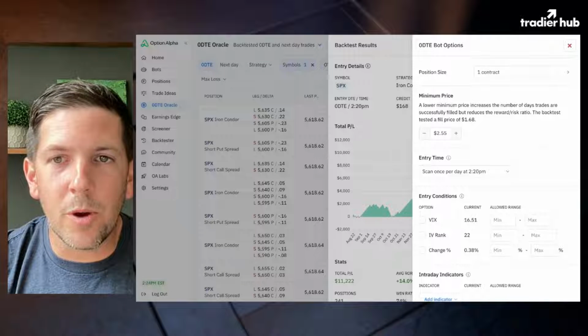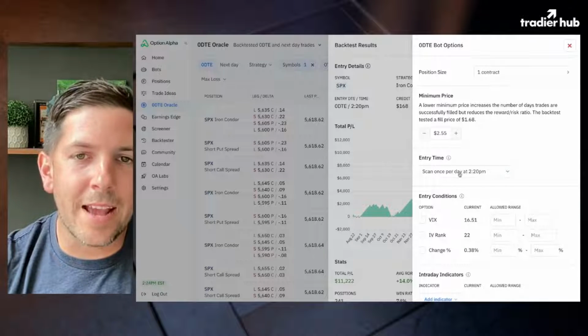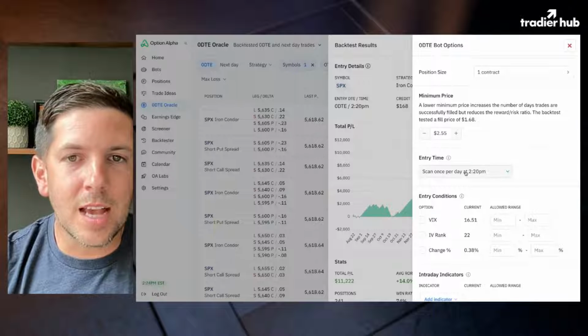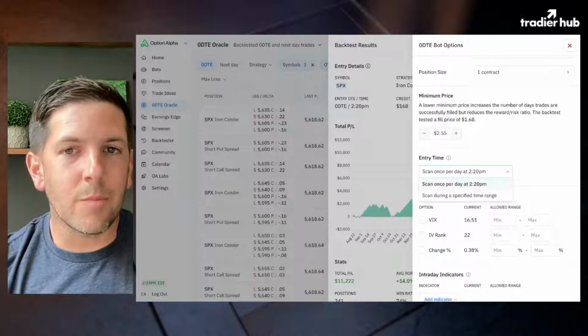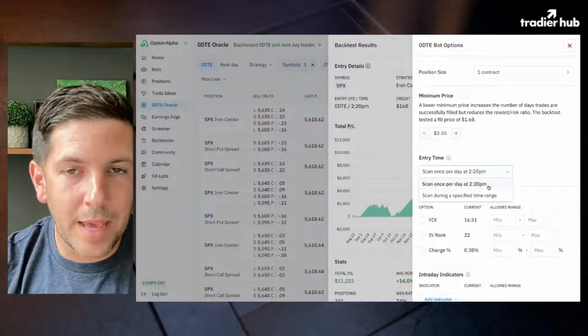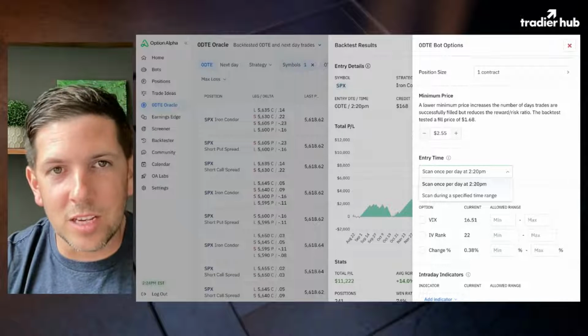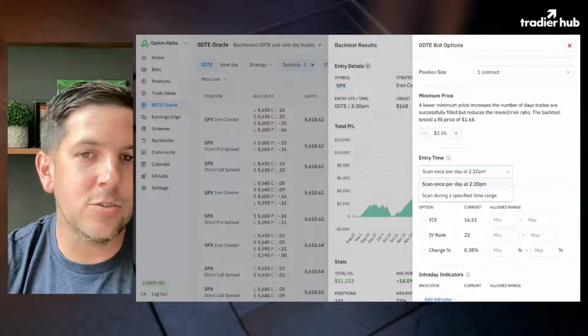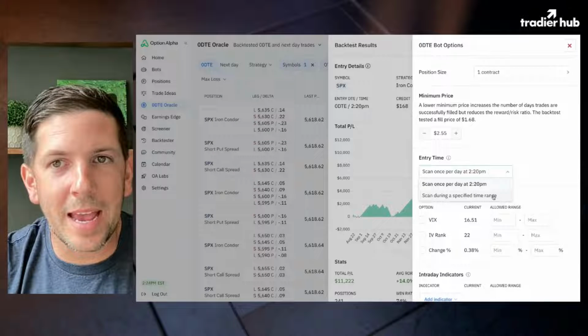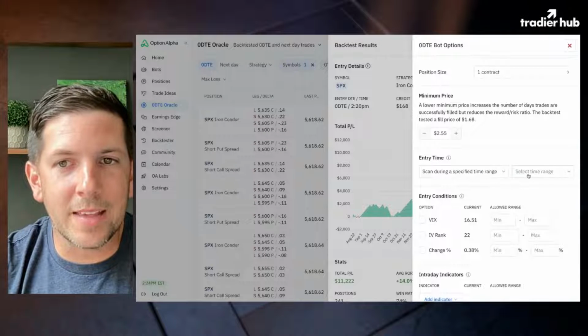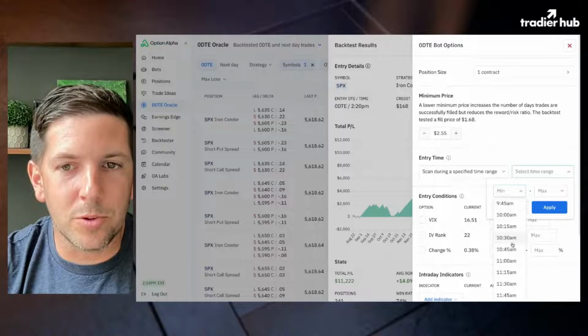Now, this is the really cool part here, which is we start with the entry time, or the time that we're going to scan. Because we set this up from a backtested result, it could peg, no pun intended, it to scan just for this opportunity exactly at 2:20 every day. But because we have the peg data, we can also expand this time to scan multiple times during the day.